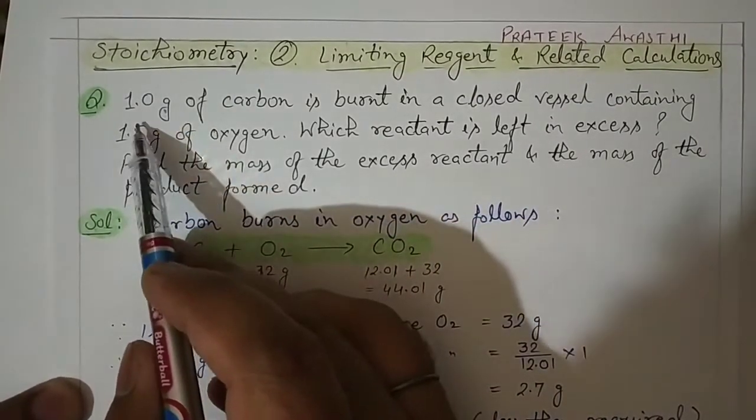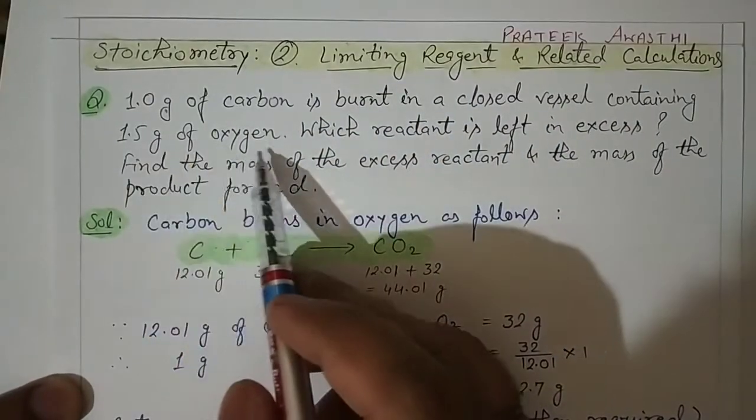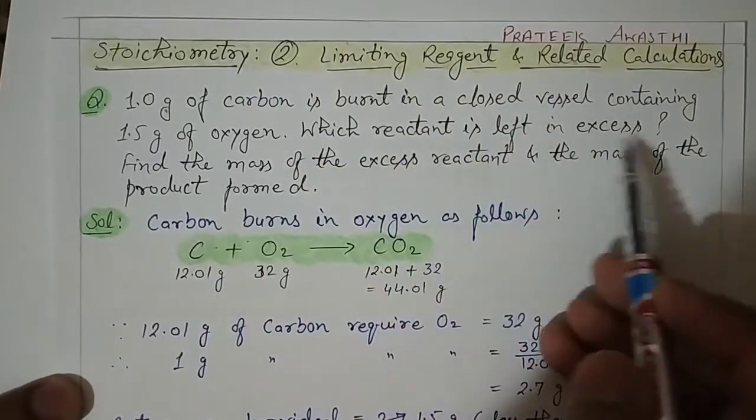The question is: 1 gram of carbon is burnt in a closed vessel containing 1.5 grams of oxygen. Which reactant is left in excess?